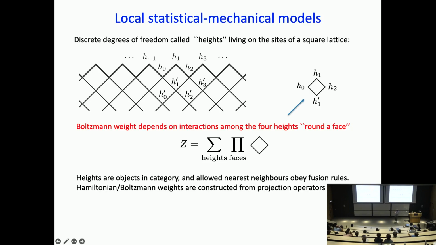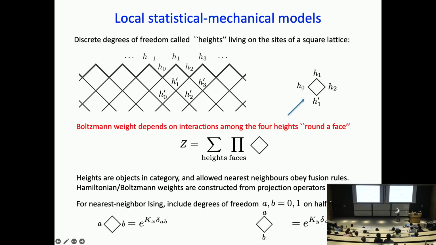And then it immediately follows, once you specify one more piece of information I'll tell you about in a second, what the allowed Boltzmann weights are, if you want all the nice things I'm going to describe. So the category not only tells you what the degrees of freedom are, but it tells you how to write down a Hamiltonian or transfer matrix that has nice properties. And so, for example, the Ising model, I'll explain how, can be written in this language.